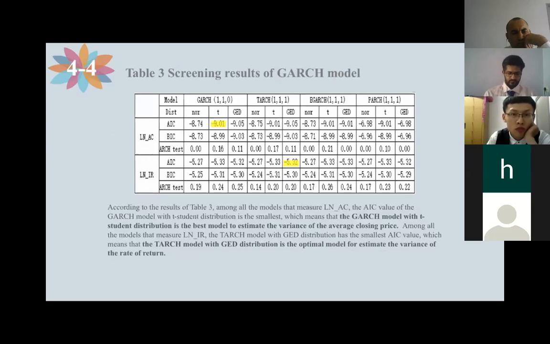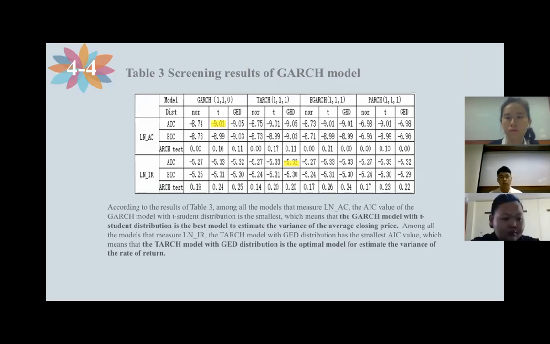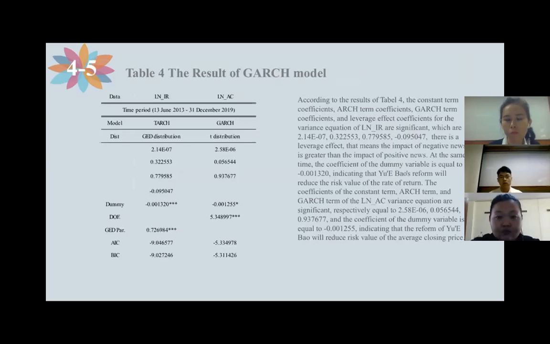And then we create the GARCH model, TARCH model, EGARCH model, and PARCH model with the normal distribution, T distribution, and GED distribution. The results are shown in table 3. From the results, we know the GARCH model with T distribution is the best model to estimate the variance of the average closing price. And the TARCH model with the GED distribution is the optimal model for estimating the variance of the rate of return. Then we use the optimal model and add the dummy variable to calculate the variance and how the Yuebao reform affects the risk level. The results are shown in table 4.